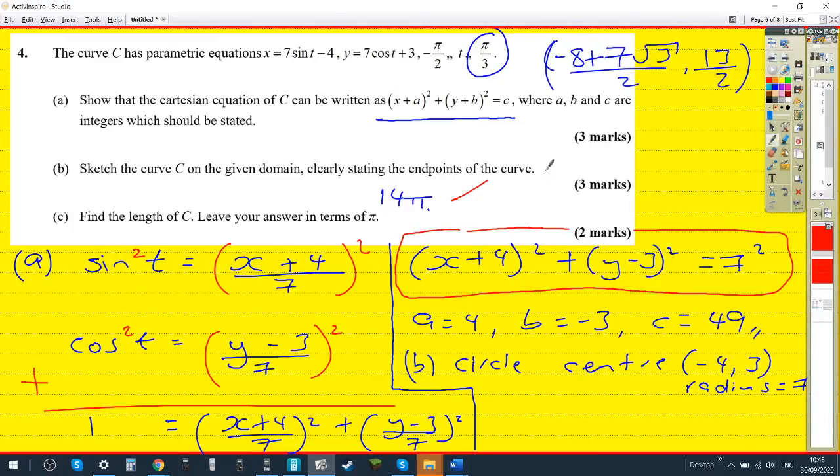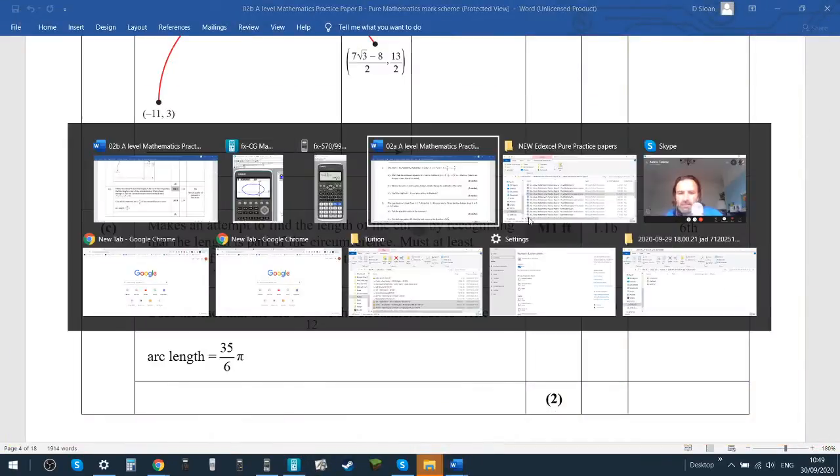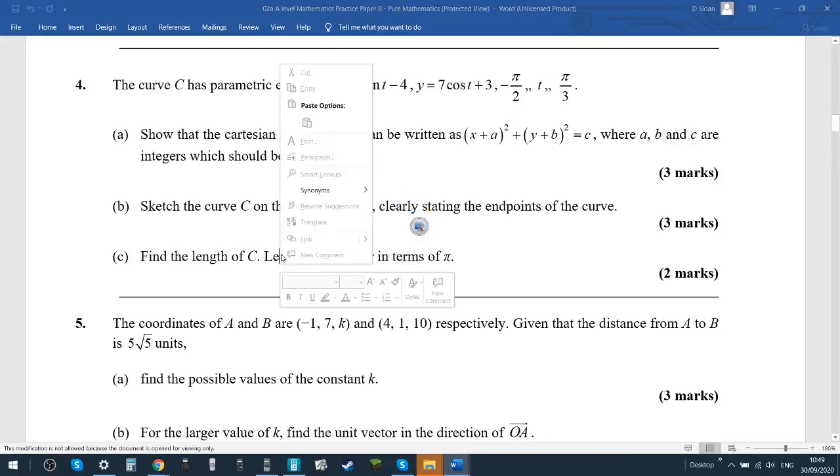Center -4, 3. Use that to get your endpoints. The bit about the domain, we should have subbed in minus pi over 2 to get one endpoint and pi over 3 to get the other endpoint. But then the bit about finding the arc length, you don't need to do that bit. So any questions there? No. Okay, we can practice those sometime.